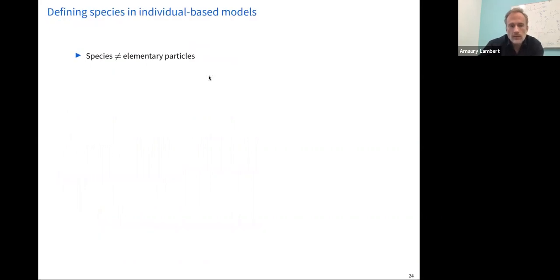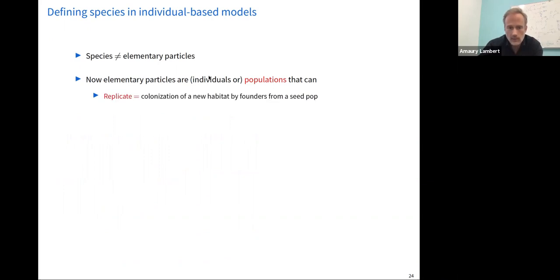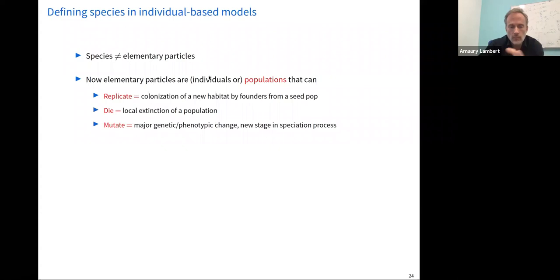So the idea is that now in these models, species are no longer the elementary particles in the system. The elementary particles can be individuals, but I will more often talk about populations. And these populations can replicate when founders from the seed population occupy and colonize a new habitat and found a new population. They can die, of course, when there is local extinction of a population. And we assume that it can mutate.